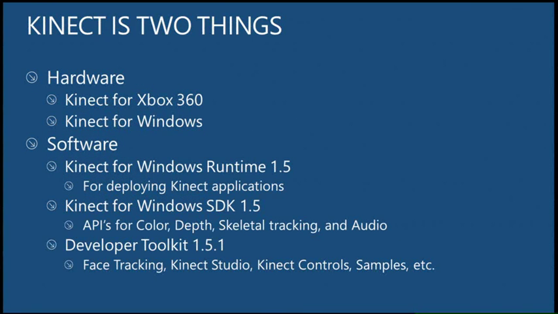All right, so level set. Kinect is 2 things. People do get confused by this. It's hardware and software. And in fact, we released a type of hardware called the Kinect for Windows sensor. The difference is the word Kinect here and the fact that it has near mode. So near mode allows you to actually get data from the Kinect, including skeletal data, from 0.4 meters away. So it's an important distinction.